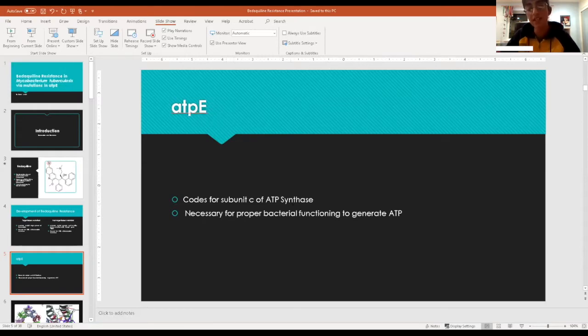of the ATP synthase. And ATP synthase is a very important protein for almost all organisms. It's necessary for proper bacterial functioning in order to generate ATP for energy. So once the ATP synthase is inhibited, then the bacteria will die.